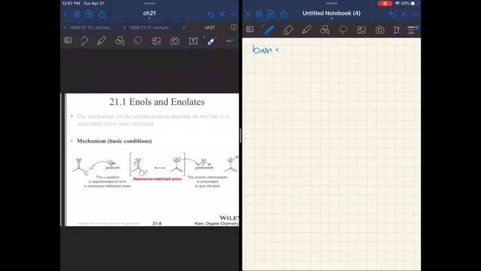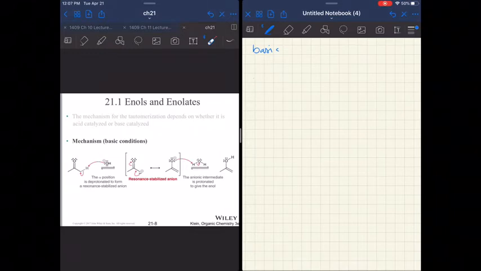Under basic conditions, we're going to do this in the opposite order. We are going to see time and again that this alpha position is more acidic than you would expect. We're going to talk about that in more detail today. But it can be removed if you have a strong enough base. It is an equilibrium step, but it can be removed.